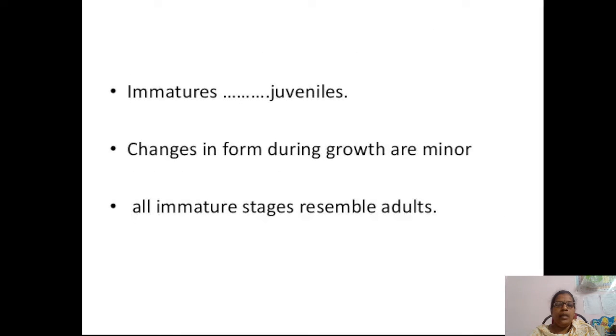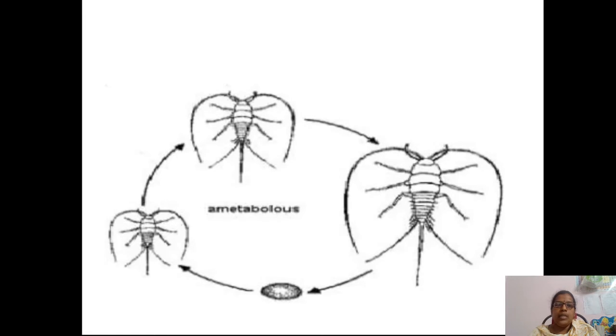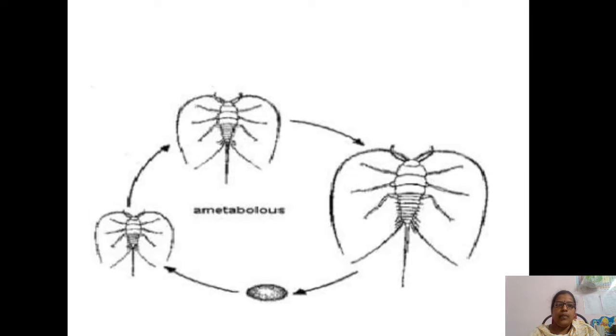So you can see here the immatures give rise to juvenile forms. The changes in form during growth are minor. All immature stages resemble the adult. You can find this ametabolous type in springtails, silverfish, and firebrats. This is an example of the ametabolous type that you can observe in the silverfishes.